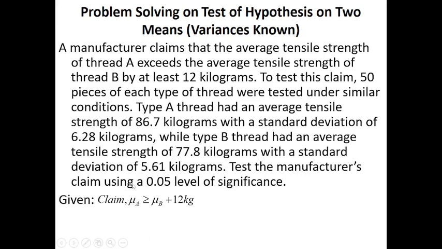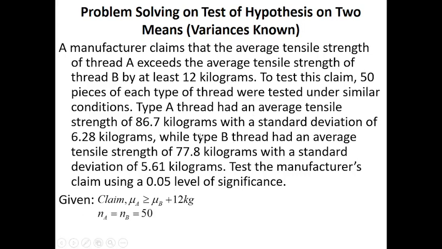So mu sub A, average tensile strength. Take note, this is the average tensile strength of thread A exceeds, greater than or equal to, the average tensile strength of thread B, that is mu sub B, by at least 12 kilograms. So that is plus 12 kilograms. That will be the interpretation.